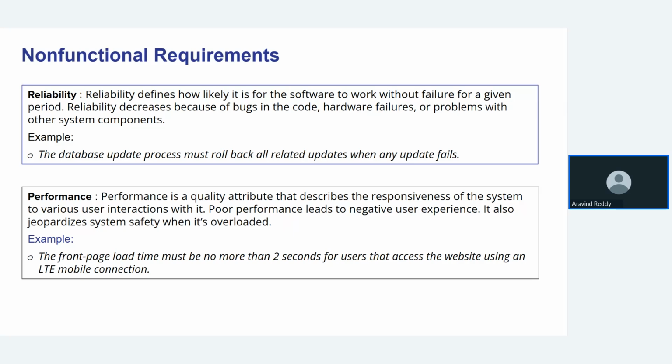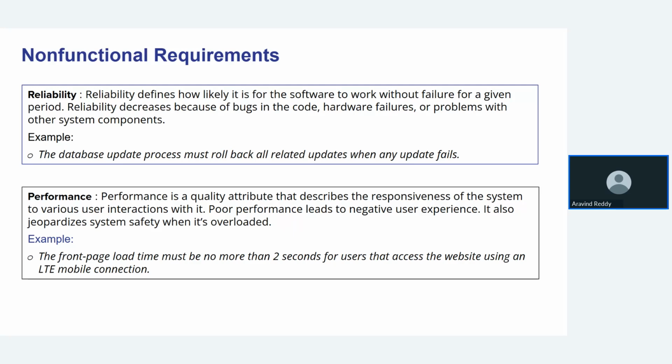Performance means nothing but the response of the system to various user interactions, and poor performance leads to a negative user experience, right? So you need to provide the information as fast as possible. For example, you just build an application that is taking much time to load information from the server. It may be an internet issue, it may be a cloud issue.